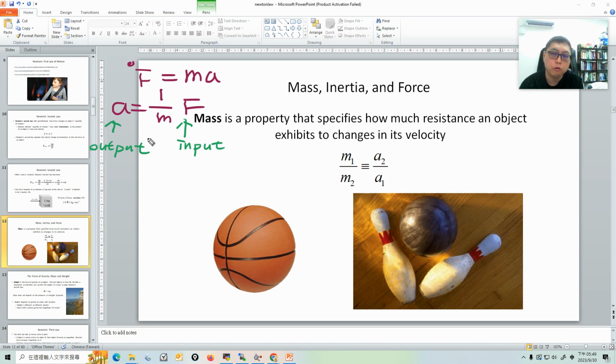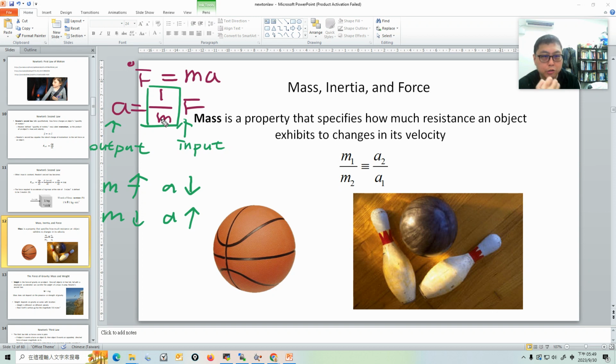When you apply force to your system, if m is large, your acceleration is small. If m is small, a is great. So actually the mass can be represented as the resistance to your applied force. Mass can be viewed as a resistance. That's a concept you should remember.